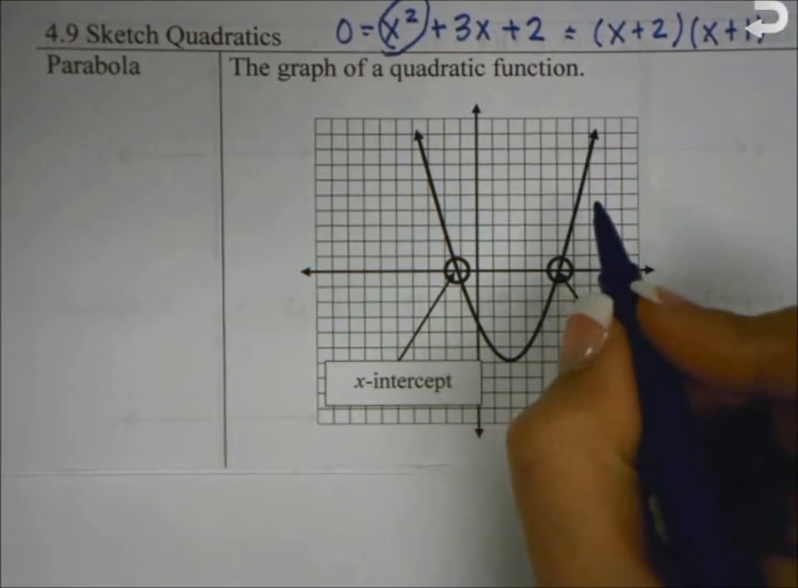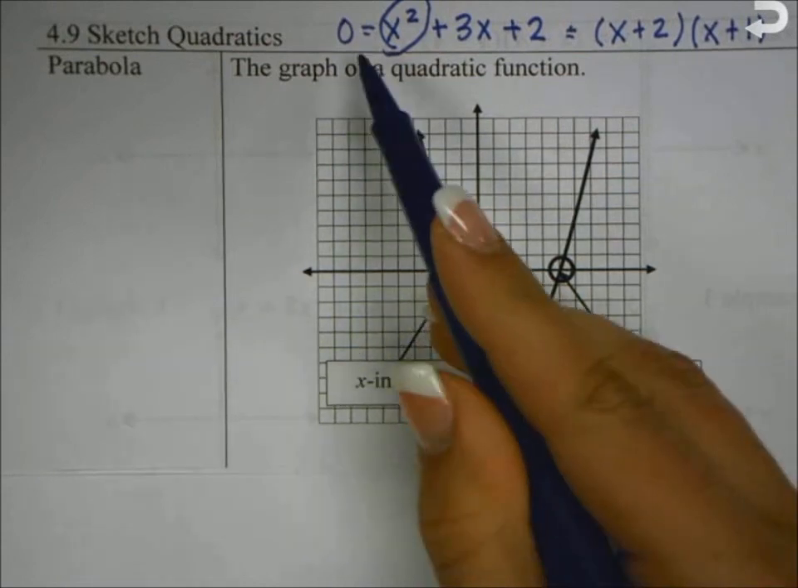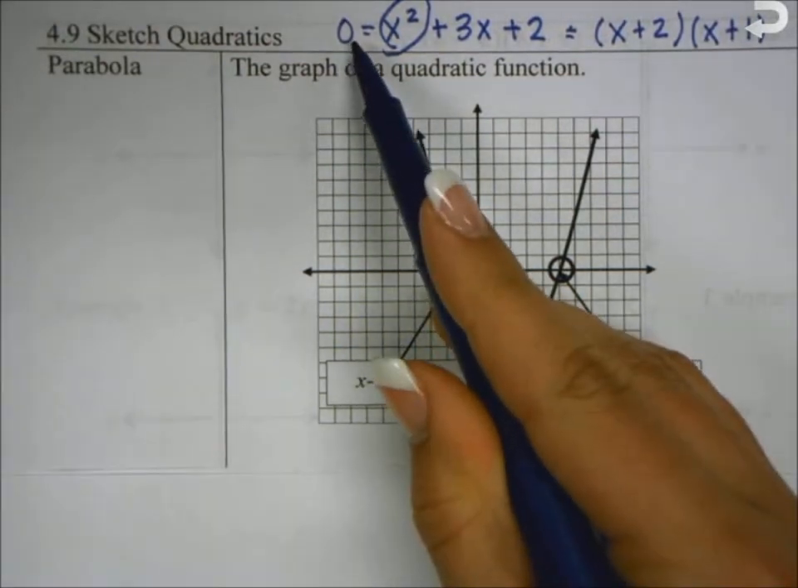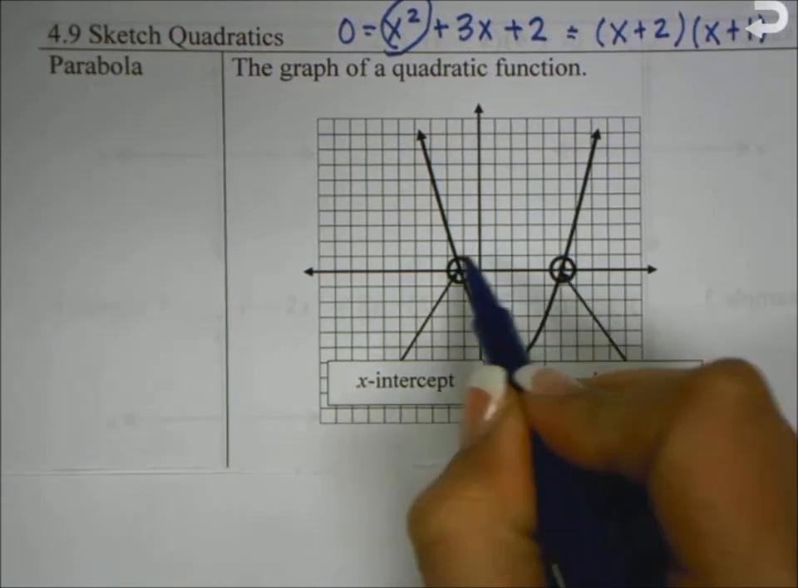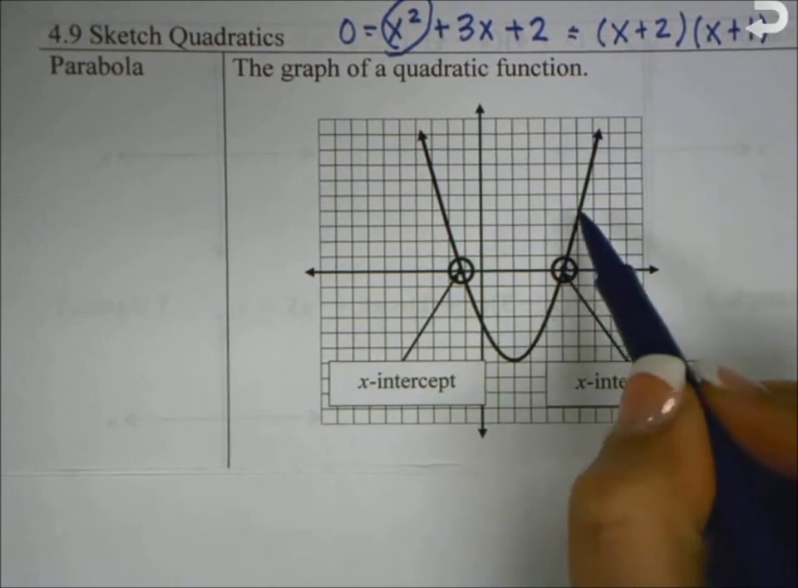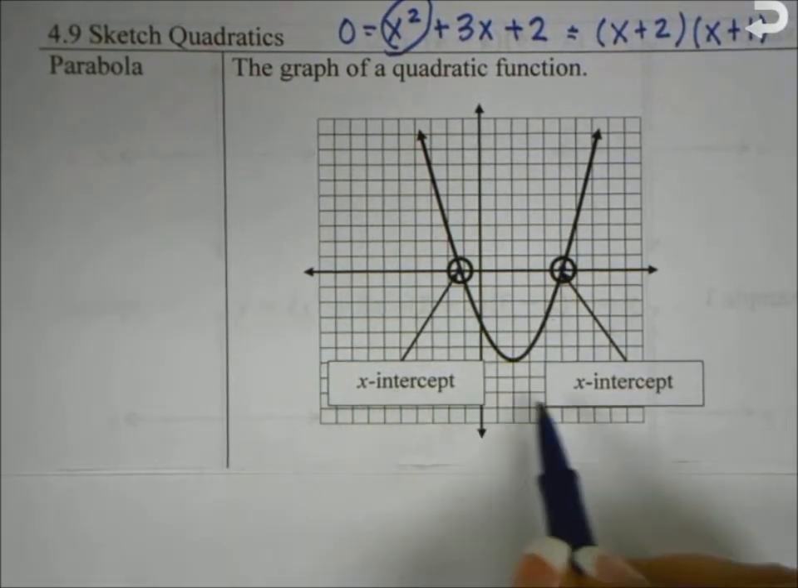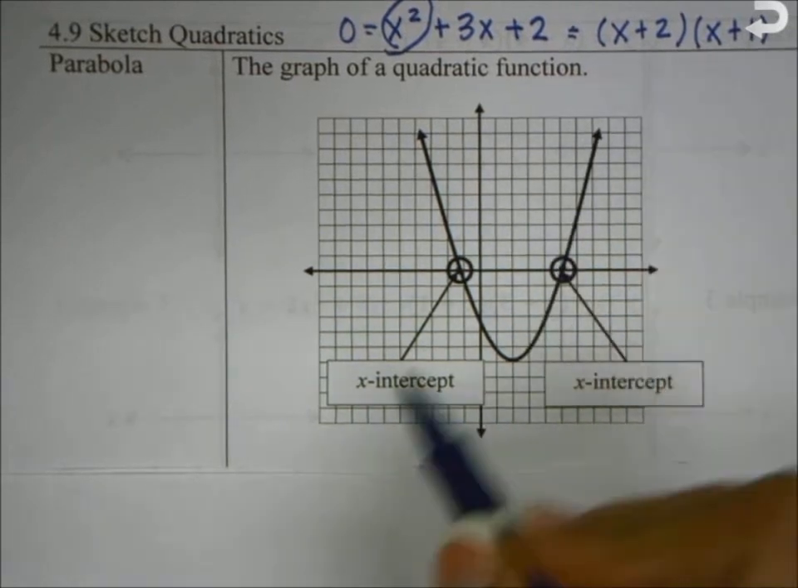Now, what that means is when we're setting the equation equal to 0, that's where the y usually is. So we're looking for the points where the parabola crosses the x-axis, and we call those x-intercepts. So when we're solving for x here, what we're actually finding is the x-intercepts.